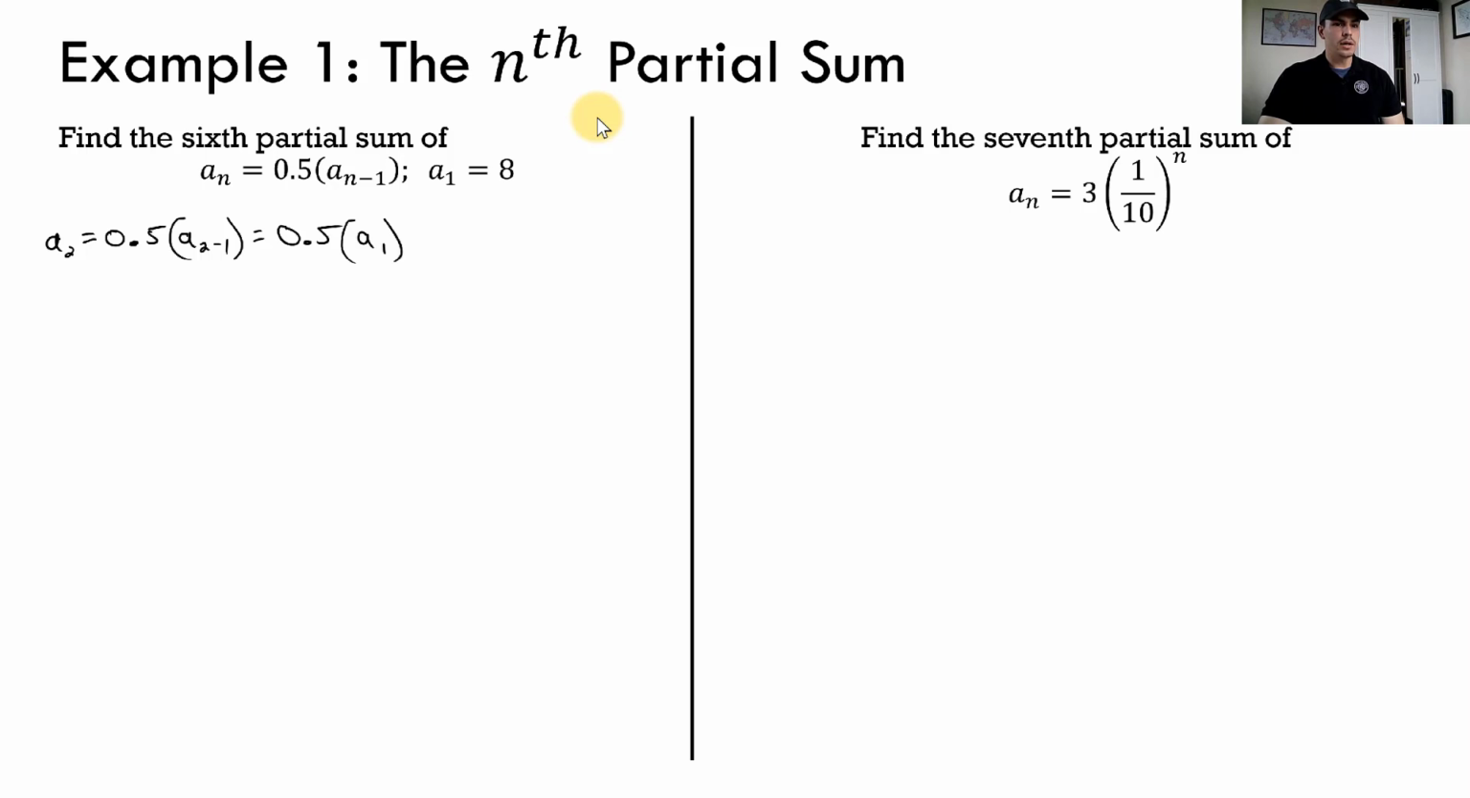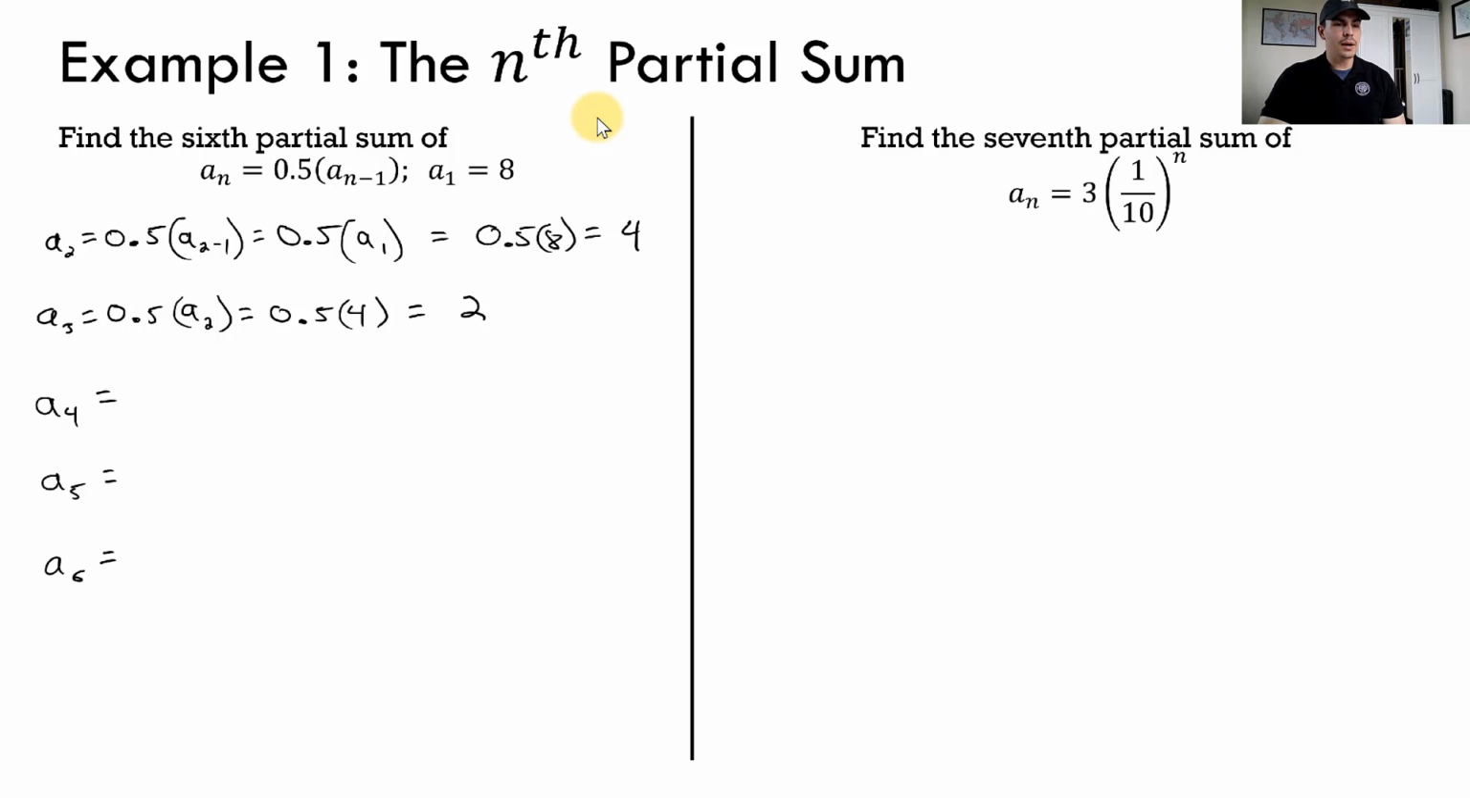Well, that's just a sub 1, which was given to us as 8, so it's going to be 4 for a sub 2. And then we keep going, so 0.5 times a sub 2, which is 4, so that's going to be 2 for a sub 3. Now I would take that 2 and plug that in, and I would just keep going for 4, 5, and 6. Okay, so for a sub 4, that would be 0.5 times a sub 3, or 1.